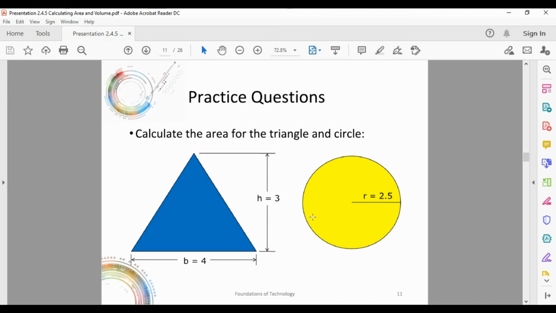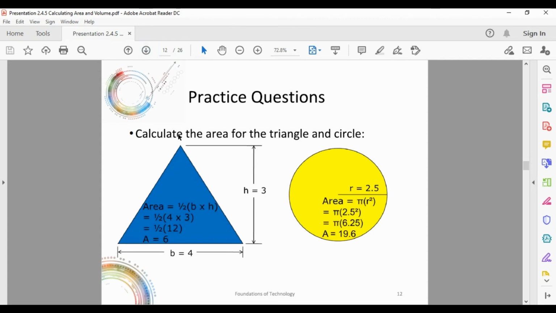And then the radius, that's going to be 2.5 squared times 3.14. I don't have a calculator on me, and I can't do that one in my head. There. So the square of the radius, 2.5 squared, is 6.25, and then times pi is 19.6, approximately.